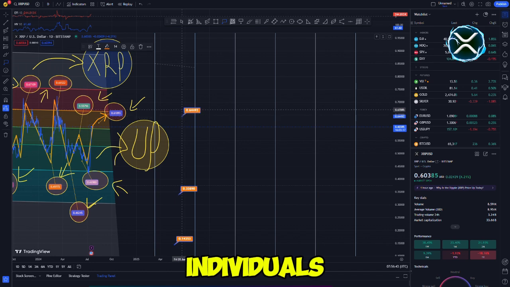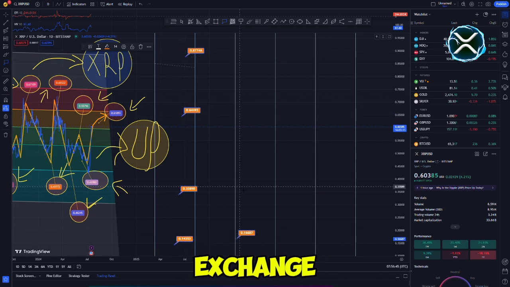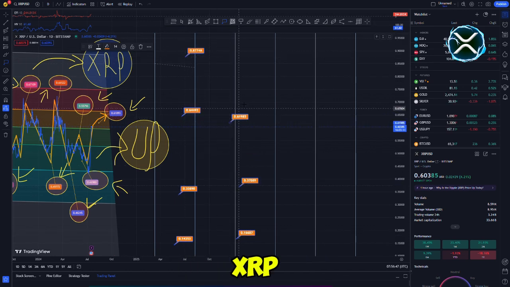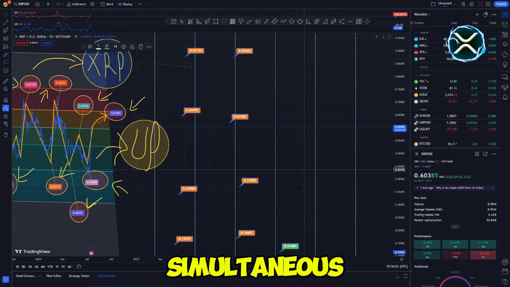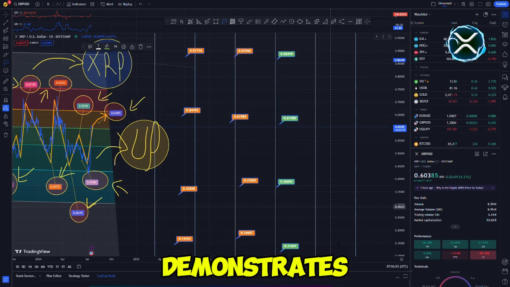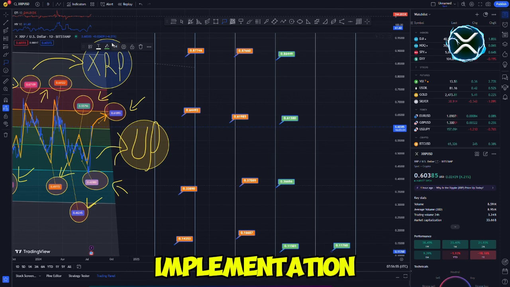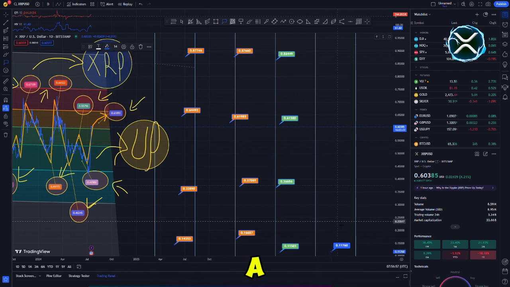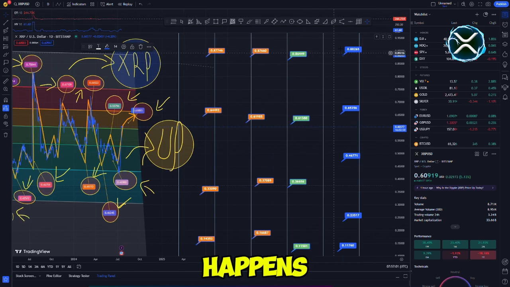A number of individuals are discussing the prospect of introducing an ETF for XRP at the same time as the ETP. Not only does this simultaneous release make perfect sense, but it also demonstrates how rapidly the implementation of the ETF is proceeding. A Bitcoin ETF might be released just a few weeks after it happens.